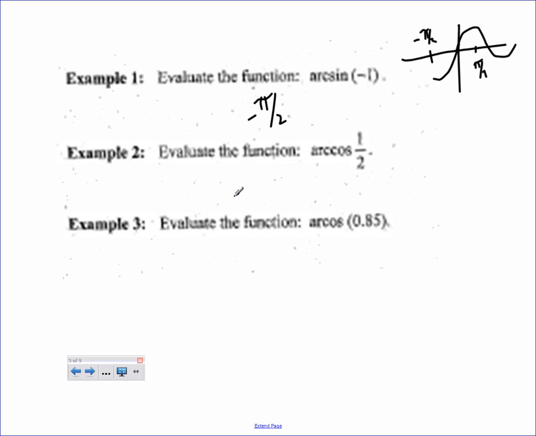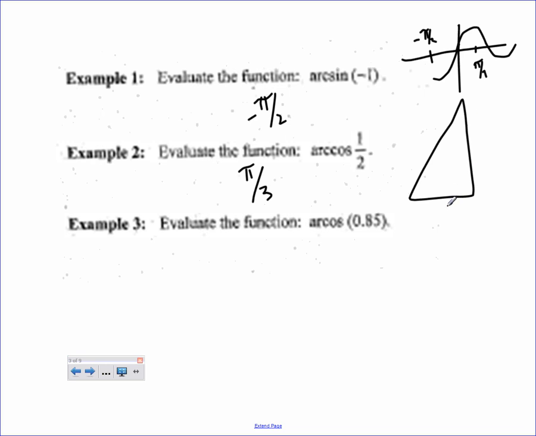The angle whose cosine is 1/2. I would use the trig card, and I would say that that is going to be π/3. Cosine. That's that one, right? Let me just draw the right triangle just to be sure.